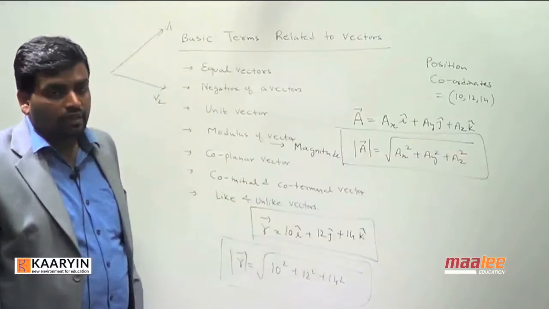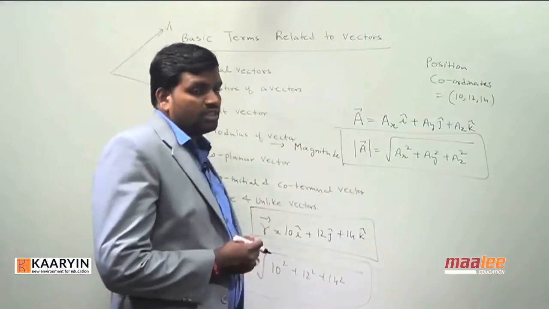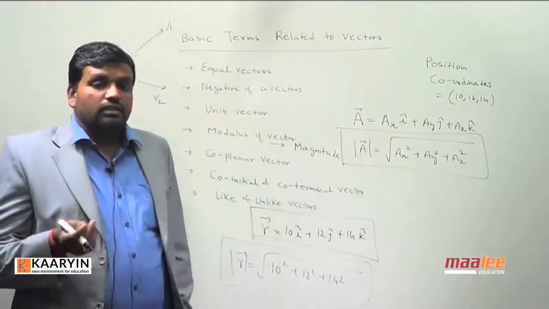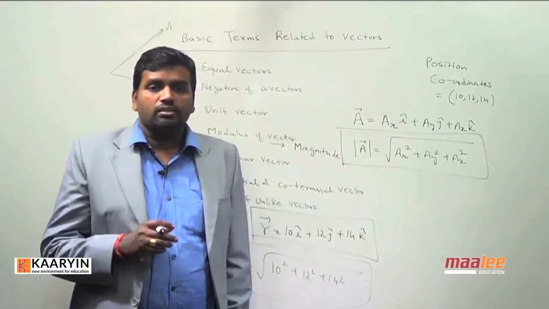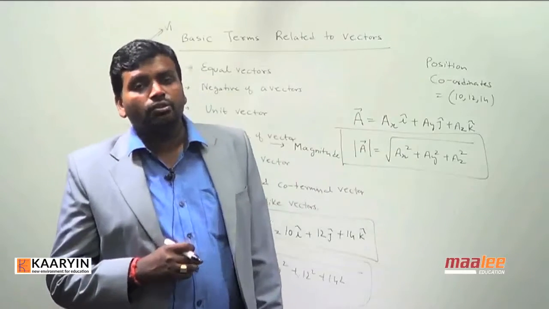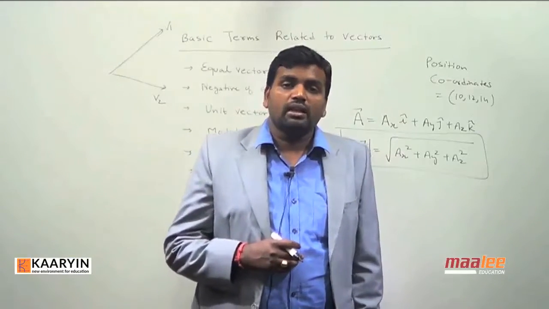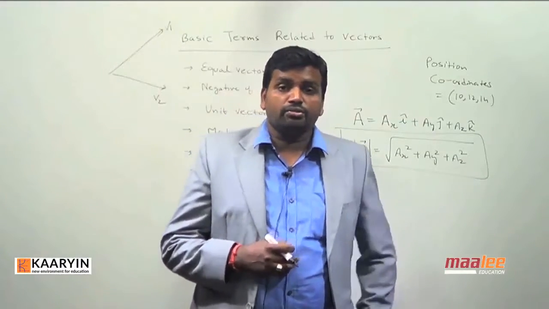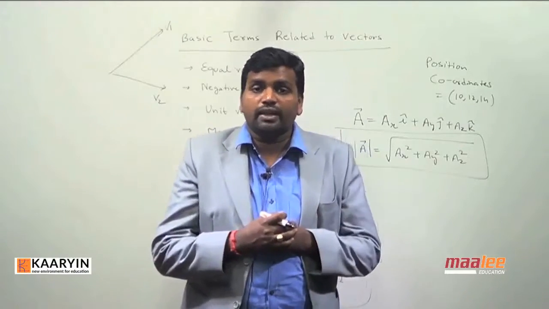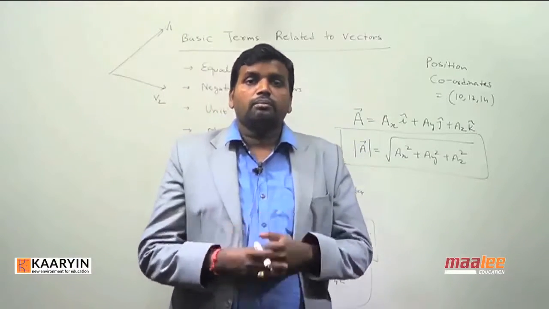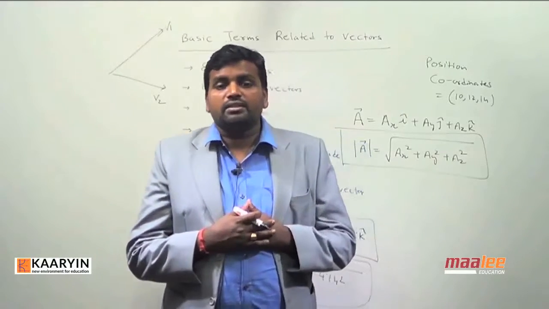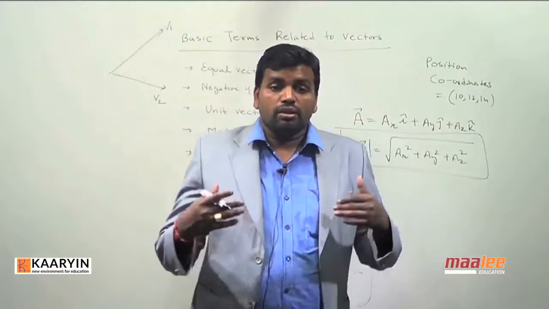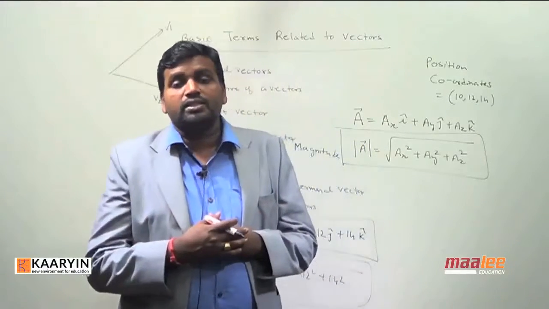Okay. Here next one is like and unlike vectors. Like vectors are the vectors which are having different magnitude but the same direction. Unlike vectors are vectors which are having different magnitude but opposite direction. Vectors which are having different magnitude but opposite direction, those vectors are known as unlike vectors.